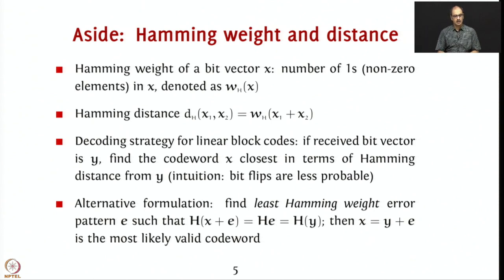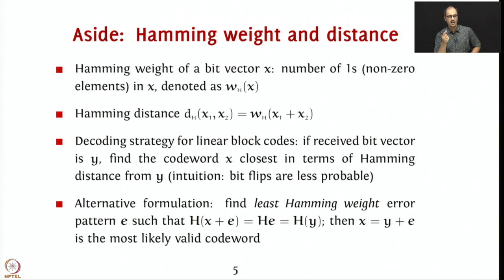Now, I will outline the decoding strategy for linear block codes. I am changing the notation: if x is a valid code word, and y is the received sequence, that is x plus noise, the valid code word closest to y in terms of Hamming distance is typically what you want as the received code word. In other words, if you get y, what is the minimum number of bit flips that I have to perform to get an x which is a valid code word? That is the question you are asking.